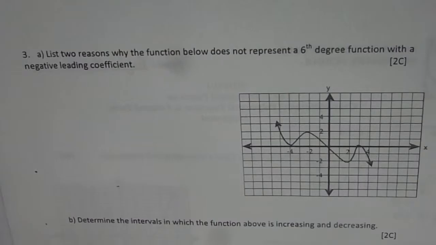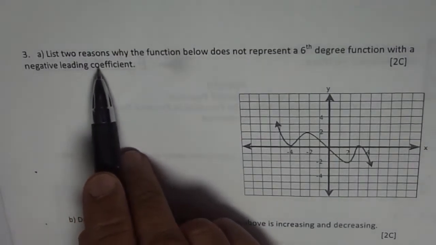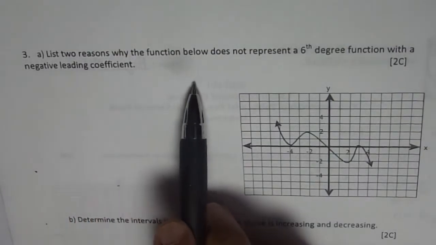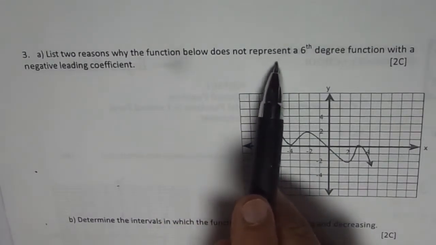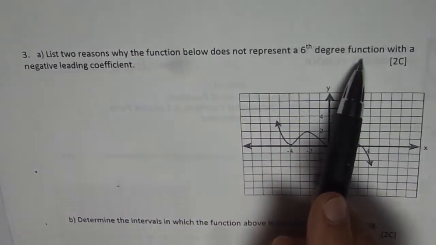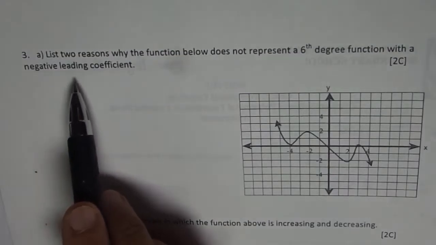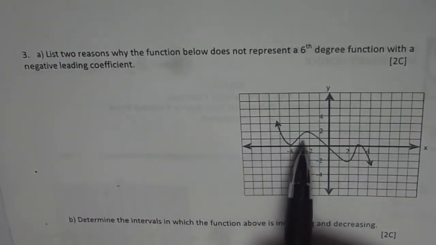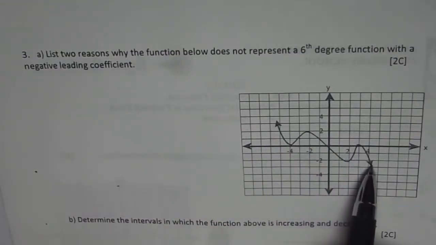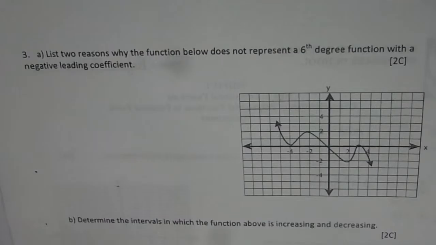It's on Polynomials, Unit 3, Advanced Functions. The question here is, list two reasons why the function below does not represent a sixth degree function with a negative leading coefficient. So there is a function drawn for you. You have to provide two reasons why this is not a sixth degree function with negative leading coefficient, right?